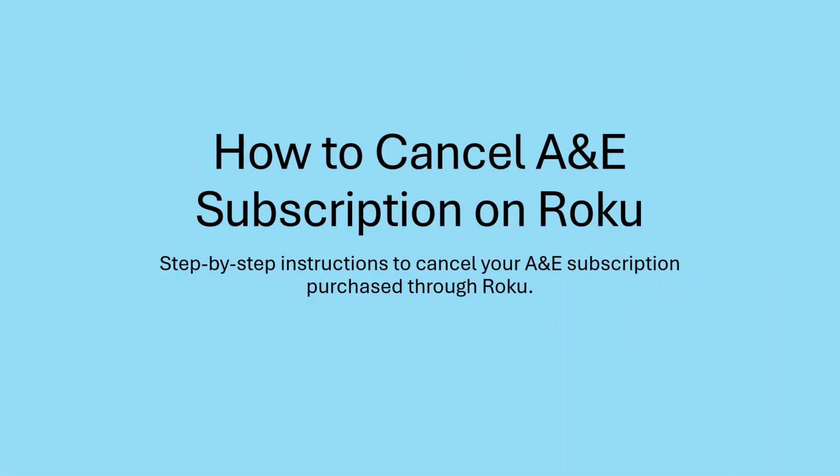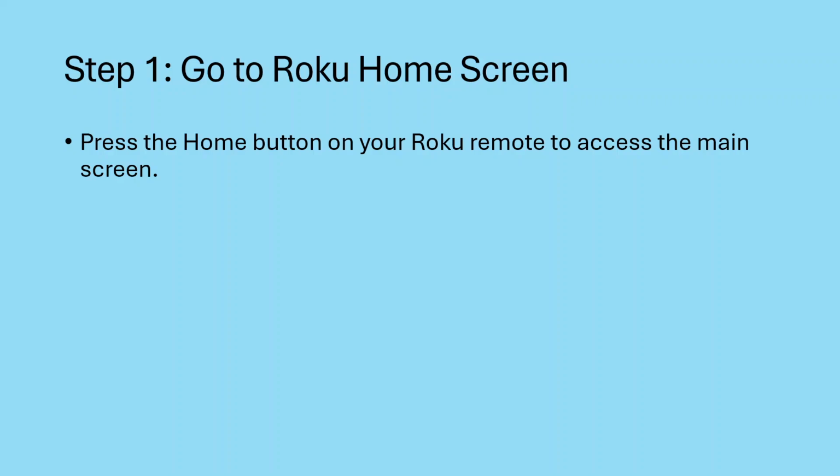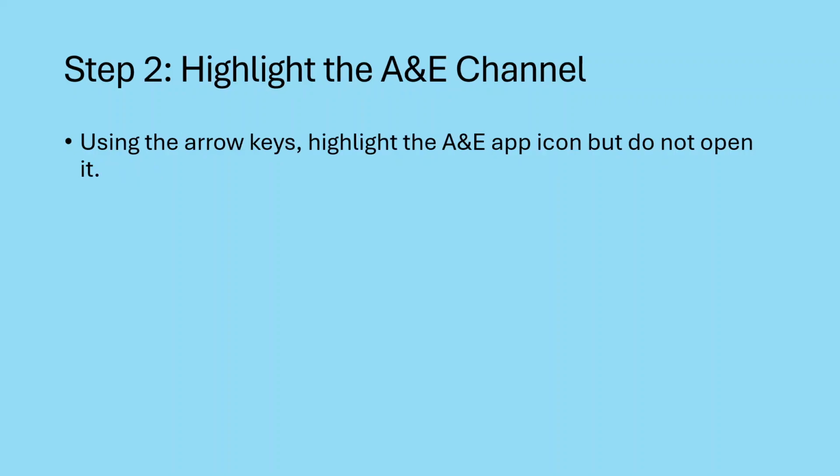In this video, I'll show you how to cancel A&E subscription on Roku. Step 1. Go to the Roku home screen. Press the home button on your Roku remote to access the main screen. Step 2. Highlight the A&E channel. Using the arrow keys, highlight the A&E app icon but do not open it.